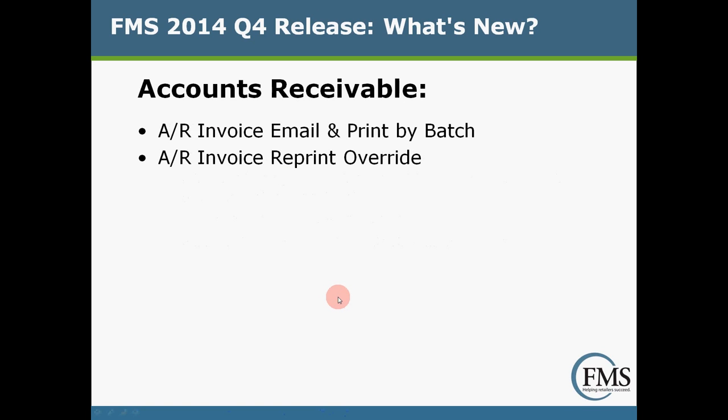All right, that's really it for the general ledger. The second updates we have to do with accounts receivable, and basically it's two things: accounts receivable invoice email and print by batch, and also the AR invoice reprint override.